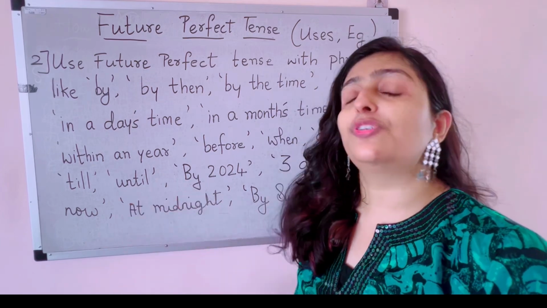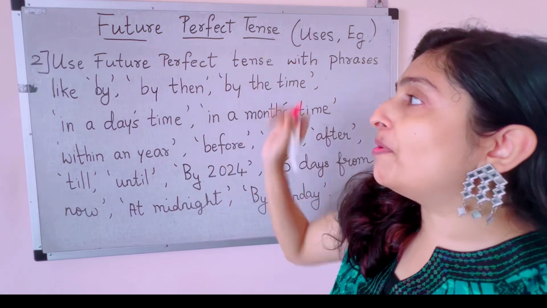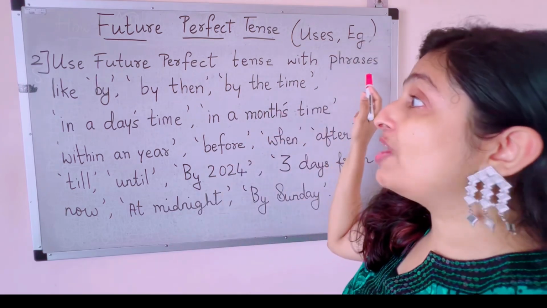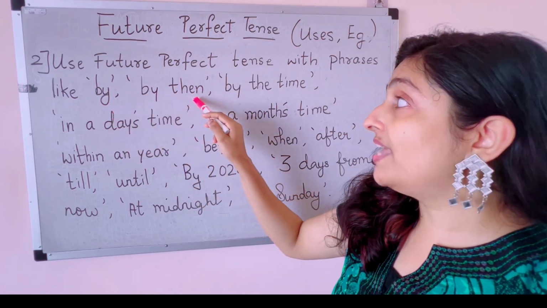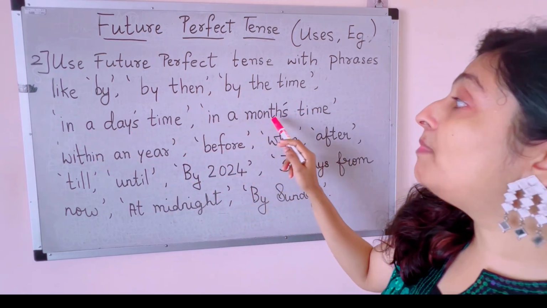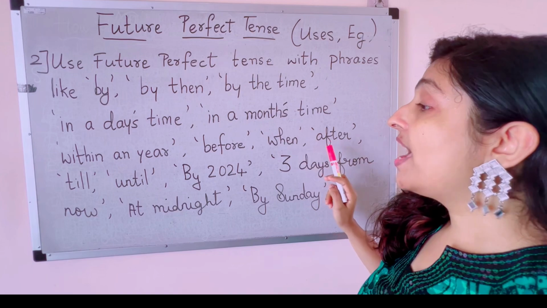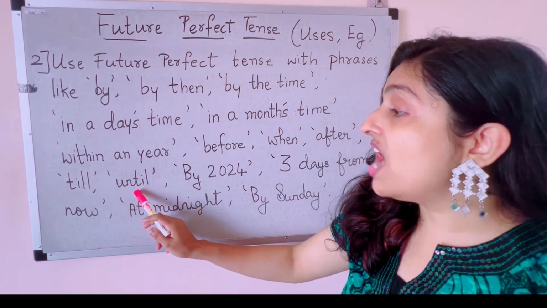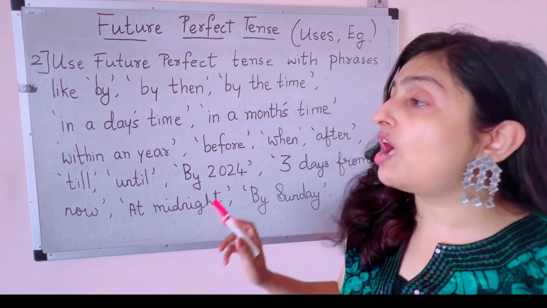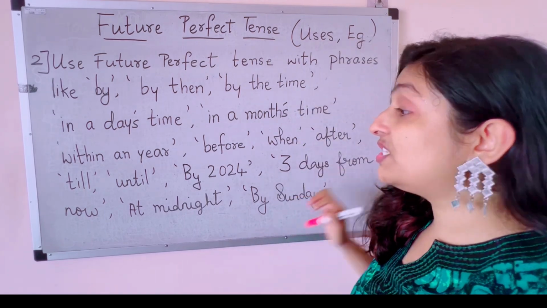I have mentioned here some of the phrases and words to be used with future perfect tense. Use future perfect tense with words and phrases like by then, by the time, in a day's time, in a month's time, within a year, before, when, after, till, until, by 2024 or by the end of 2024 or by 2025, 3 days from now.